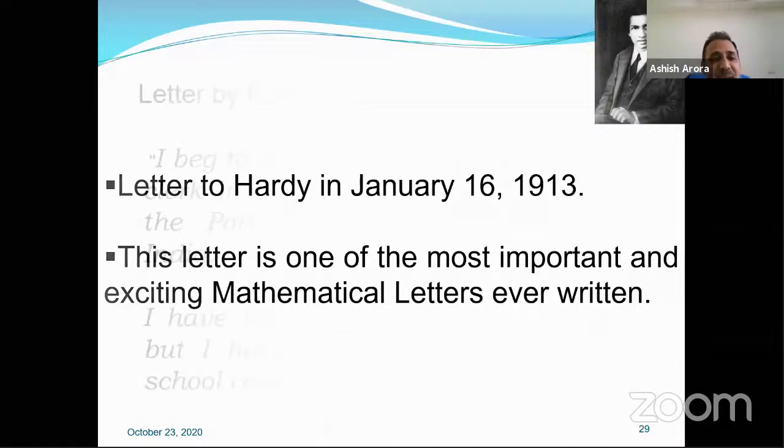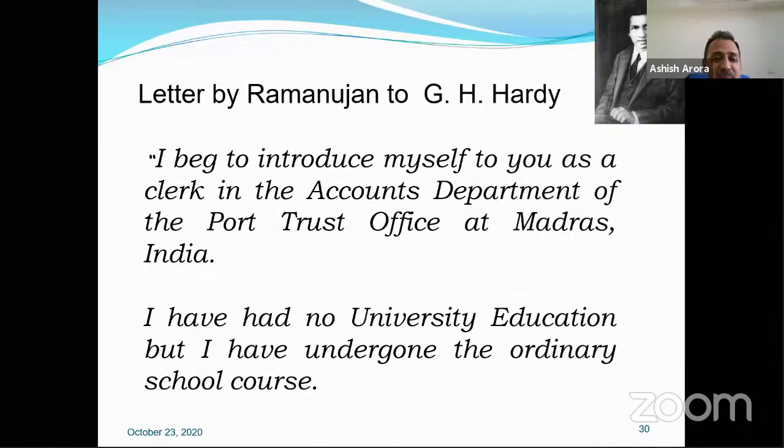In that letter G. H. Hardy wrote: I beg to introduce myself to you as a clerk in the accounts department of the Port Trust Office at Madras. Madras is now Chennai. It was Madras, then it became Madras, and then we renamed it Chennai. So, the Port Trust Office at Madras, I have had no university education, but I have undergone the ordinary school course.